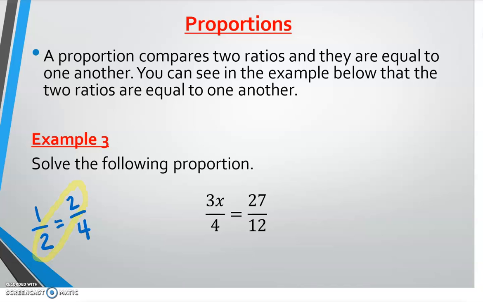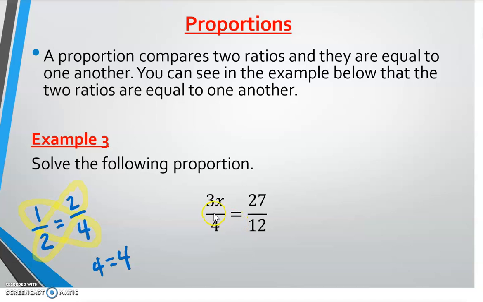What's 2 times 2? Hopefully you're thinking 4. What's 4 times 1? Hopefully you're thinking 4. Do you see how when we multiply the cross products, they are equivalent to one another? That will always be true. When you multiply the cross products in a proportion, they are always equal to one another. So we use that fact in order to solve proportions.